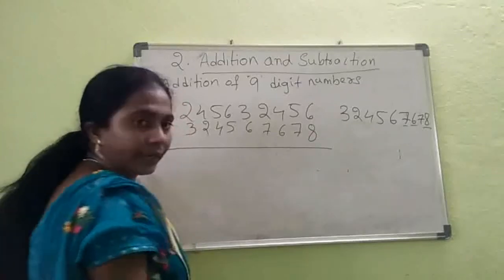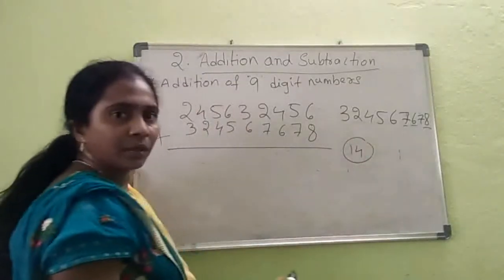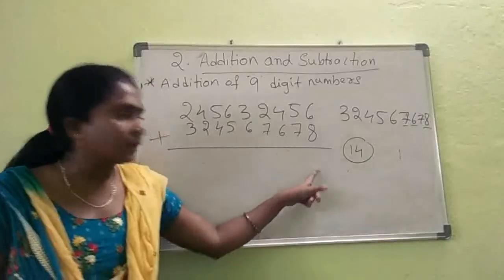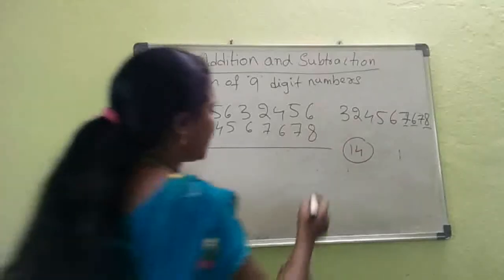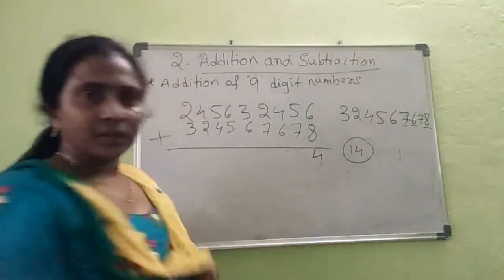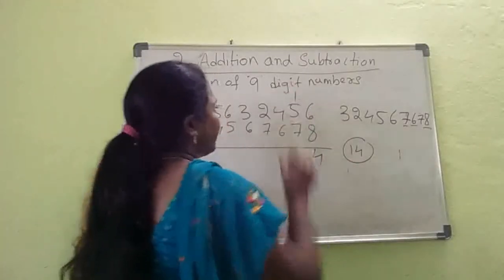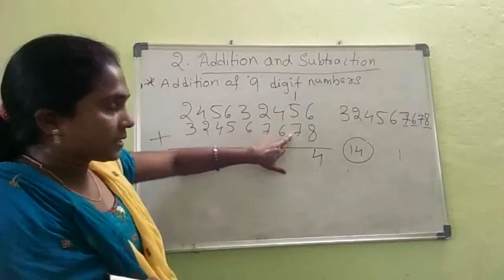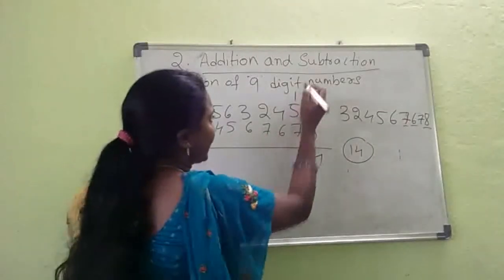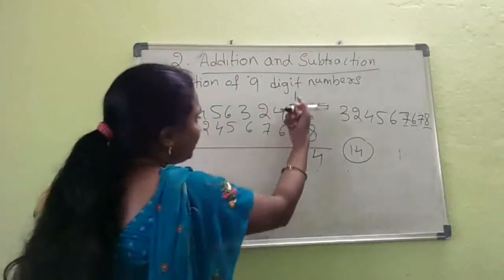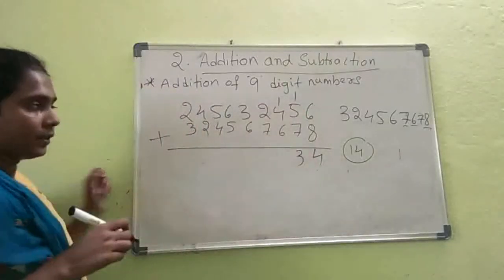6 plus 8, that is 14, right? Again 14 is a 2-digit number, but we have to write here only a single digit, right? That means we'll take the ones place digit, that is 4, right? Next, this 1 should be the carry forward. Now 5 plus 7, that is 12. Now you have to add this carry also, right? 12 plus 1, 13. 3 should be here, 1 should be the carry forward.